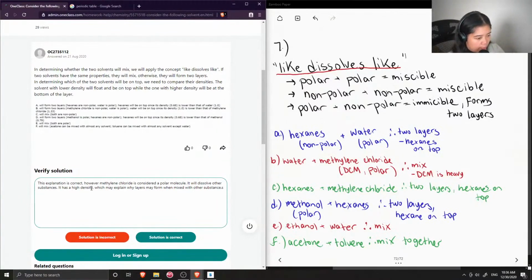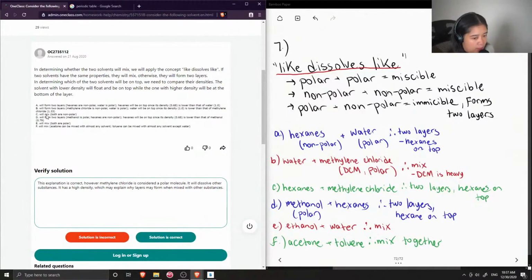Okay, so I just added a bit about methylene chloride. They said water will be on top and the methylene chloride will be at the bottom. You can see that its density is like 1.33, so it has a much higher density than water. That's why layers might form. C, they will mix.